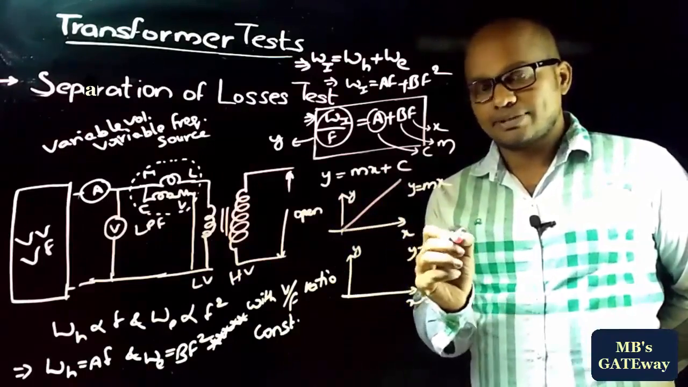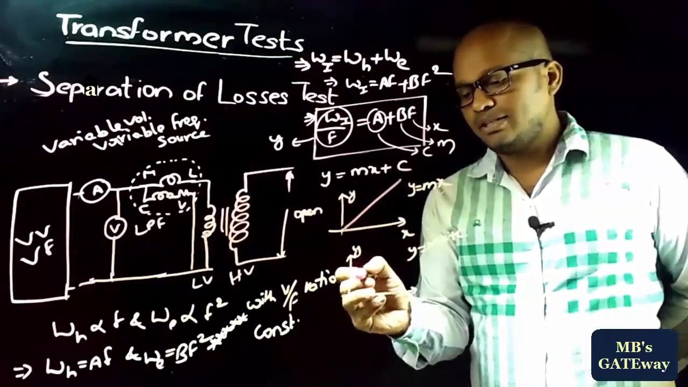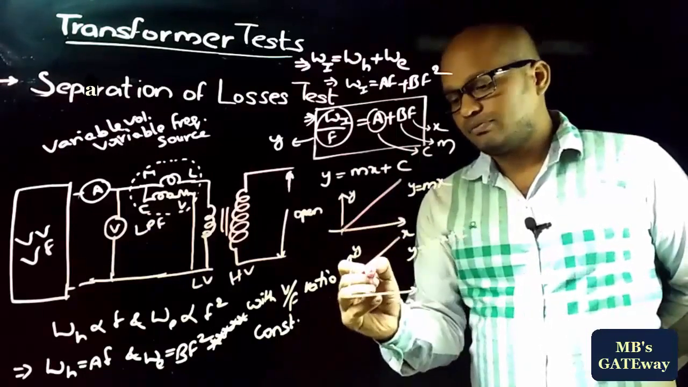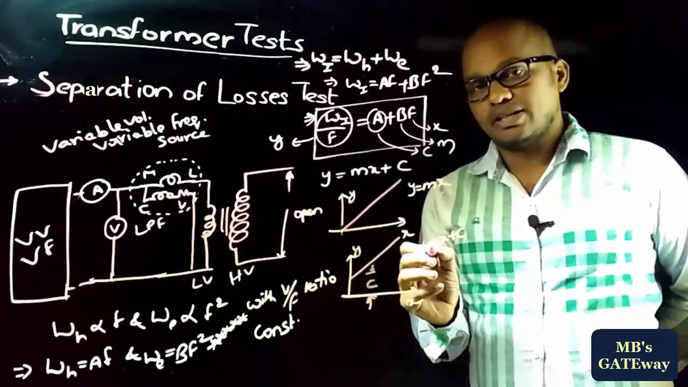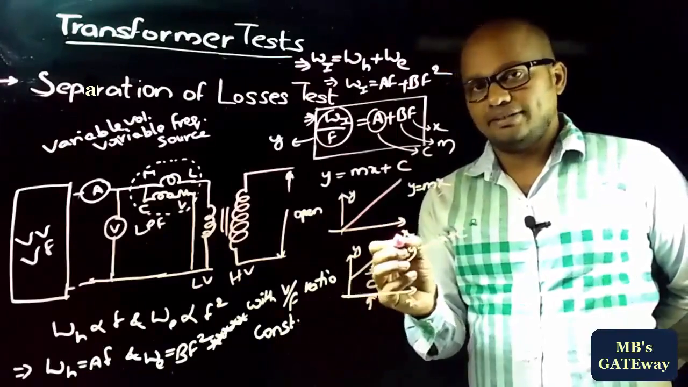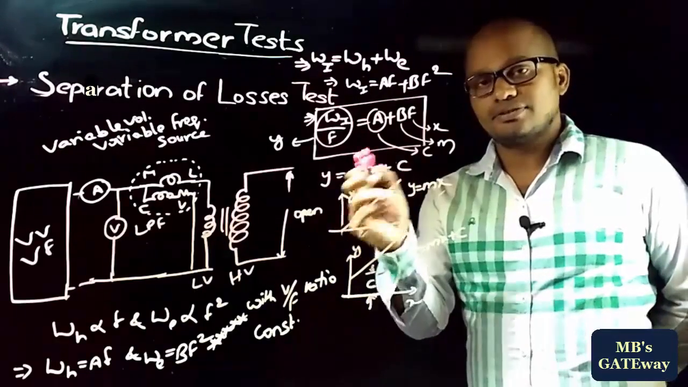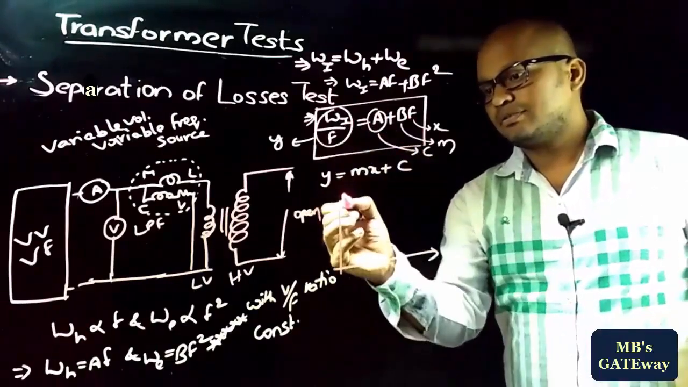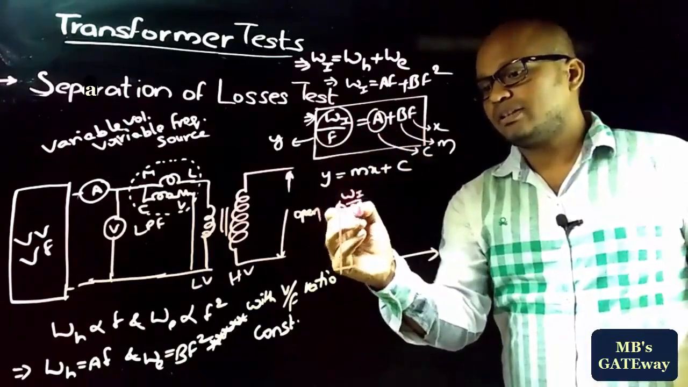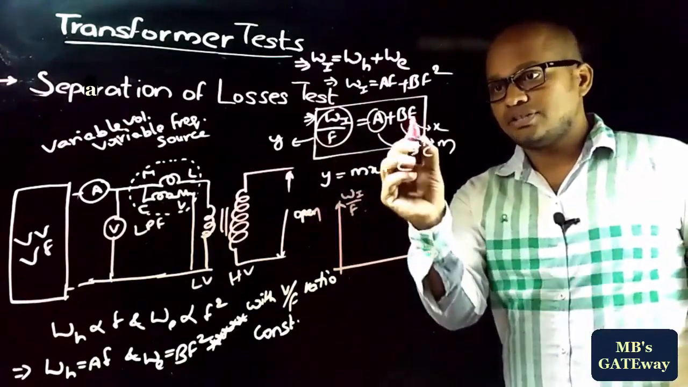And if y is equal to mx plus c, then it is a straight line like this. From here to here, it will represent c, and m is the slope of the line. Now let's relate this straight line equation with this equation. The y-axis is Wi by F and the x-axis coordinate is F.